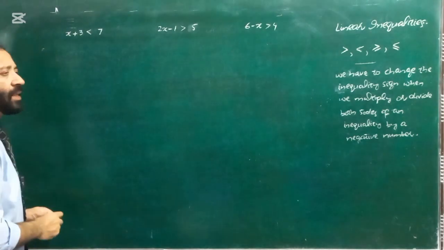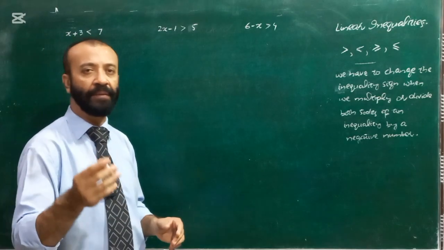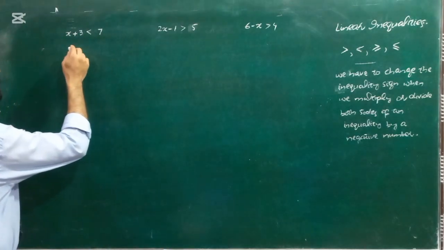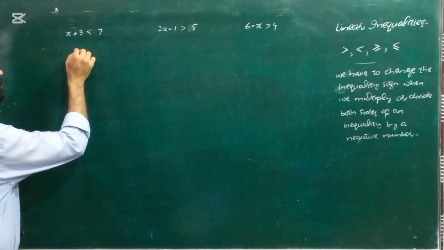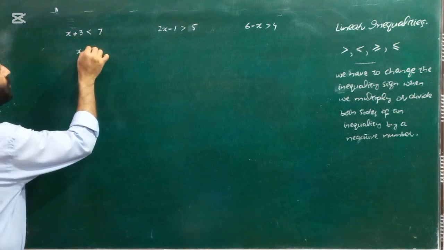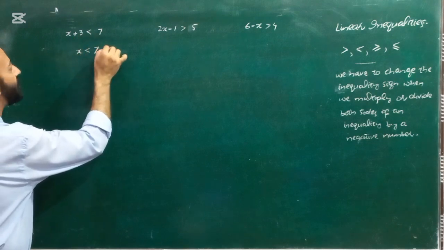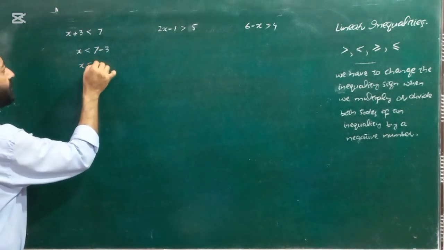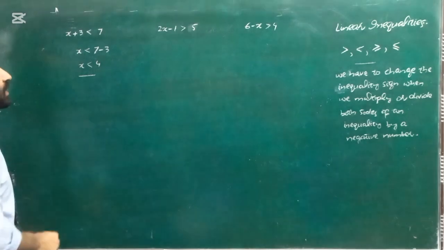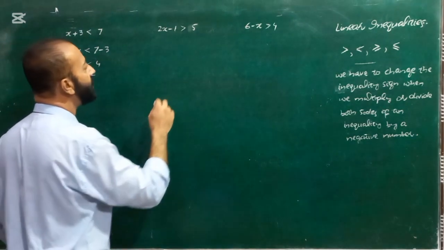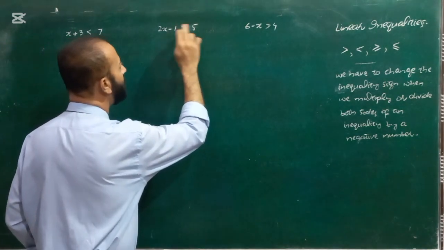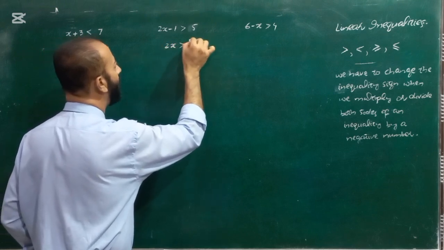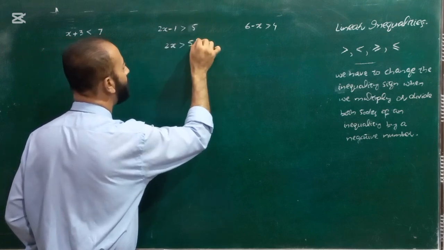Almost the same rules as linear equations will be applied. In this question we are required to solve it. This plus 3 will go to the right hand side and will be subtracted from 7. So the answer will be 4. In the next question, this minus 1 will go to the right hand side and be subtracted from 5, so it will be added to 5.